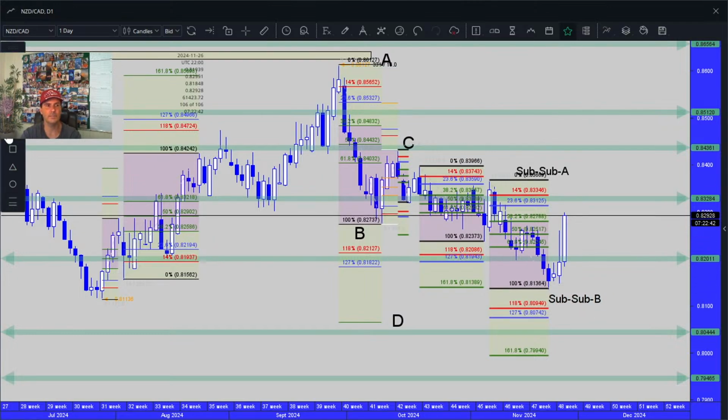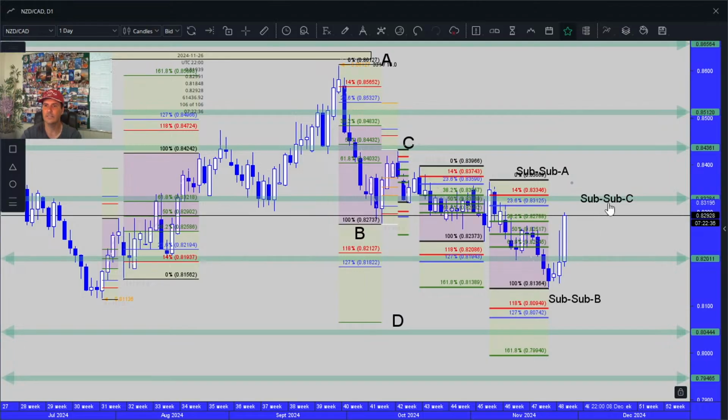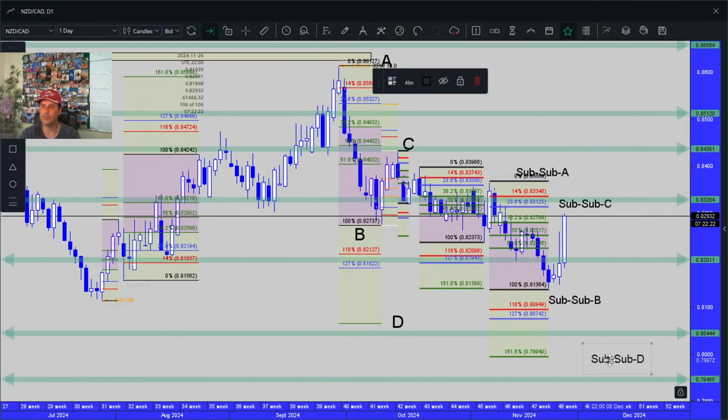Sub-sub A, sub-sub B. Up in here, everybody, is the sub-sub C. So far, and projected green goes to green. Down here we have the sub-sub D. Sub-sub D, sub-sub A, sub-sub D. Okay, everybody?